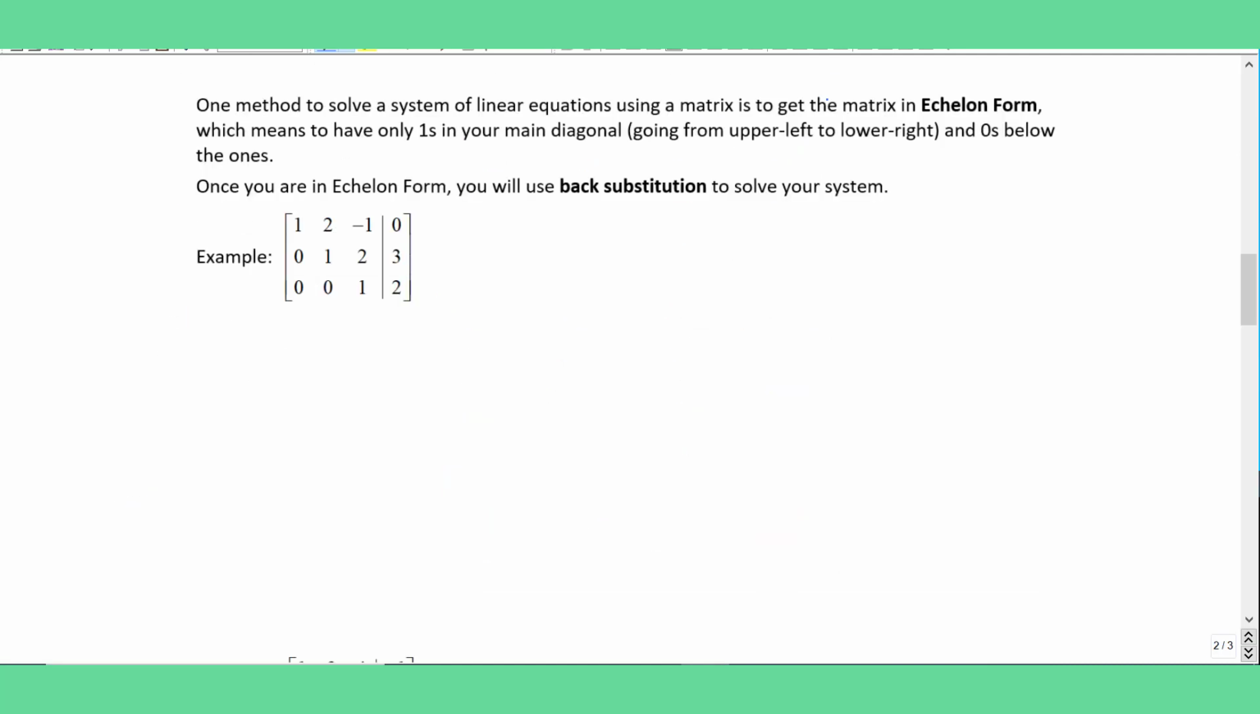Very easy. Now, once we have it in an augmented matrix, we need to start manipulating the matrix around to get to the answer. But we're going to kind of start with the answer first before we start manipulating around. I want you to practice the easy stuff. So one method to solve the system of linear equations using a matrix is to get the matrix in what's called echelon form, which means to have only ones on the diagonal and zeros below.